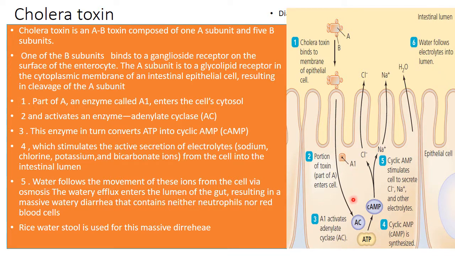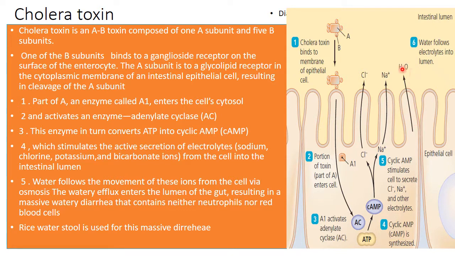When it enters the cell cytosol, it activates an enzyme called adenylate cyclase. This enzyme in turn converts ATP into cyclic AMP. The cyclic AMP stimulates the active secretion of electrolytes such as sodium chloride, potassium and bicarbonate from the cell into the lumen. Now, what will happen? These ions will go out, and water will flow, following the movement of these ions from the cell via osmosis.